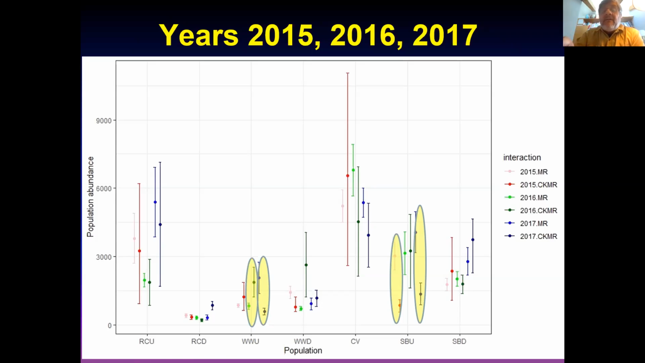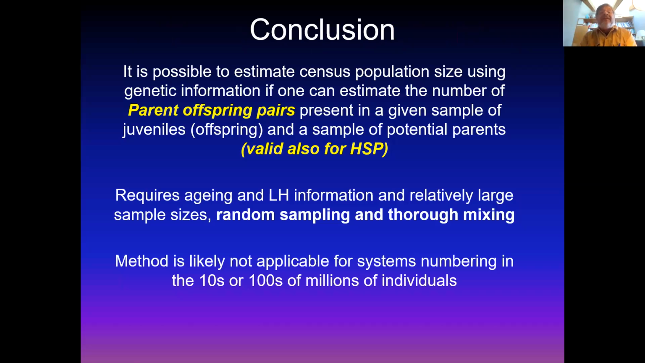But, you know, this is well. Let me just go through the conclusions of that paper. It's possible to estimate census population size using the genetic information if one can estimate the number of parent-offspring pairs present in a given sample of juveniles and a sample of potential parents. This is also valid if you are estimating half-sib pairs, HSP. But the requirements are that you have to have age information on your individuals, certainly on your juveniles, and more or less precise age information on your parents.